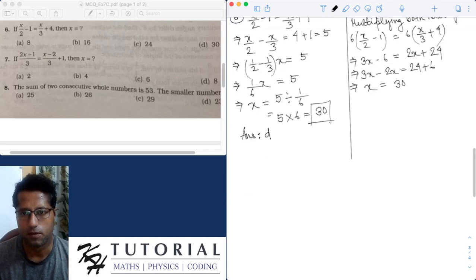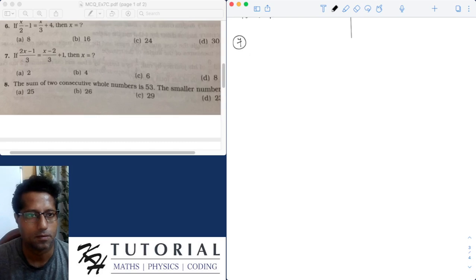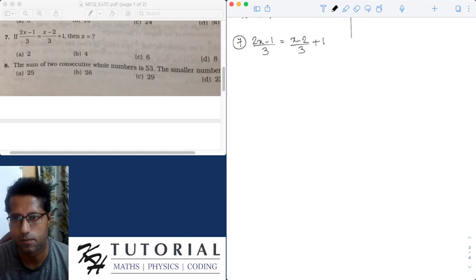Let's do question number 7. This is also an equation. We have to solve the equation. The equation given is 2x minus 1 by 3 equals x minus 2 by 3 plus 1. Then what is x? That is, we have to find the solution.